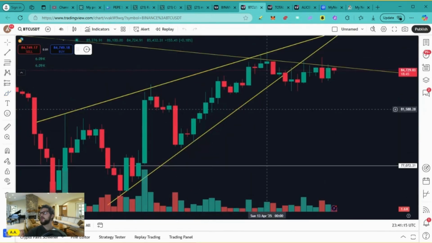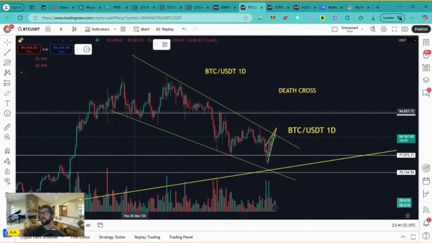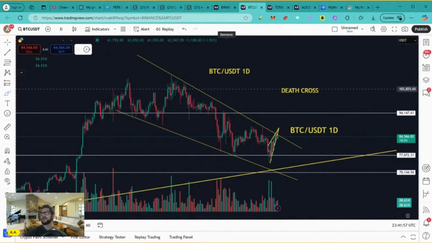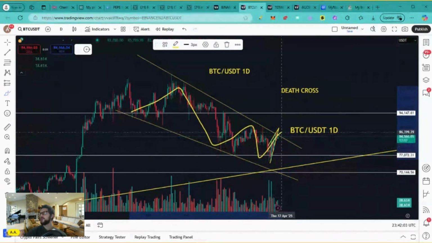Also, if we take a look at Bitcoin, we see that Bitcoin is also downtrending, moving inside this falling wedge pattern that I have here on the chart. Again, as long as the price action is moving inside the pattern, we have to assume that it's going to continue moving inside the pattern until it breaks out.